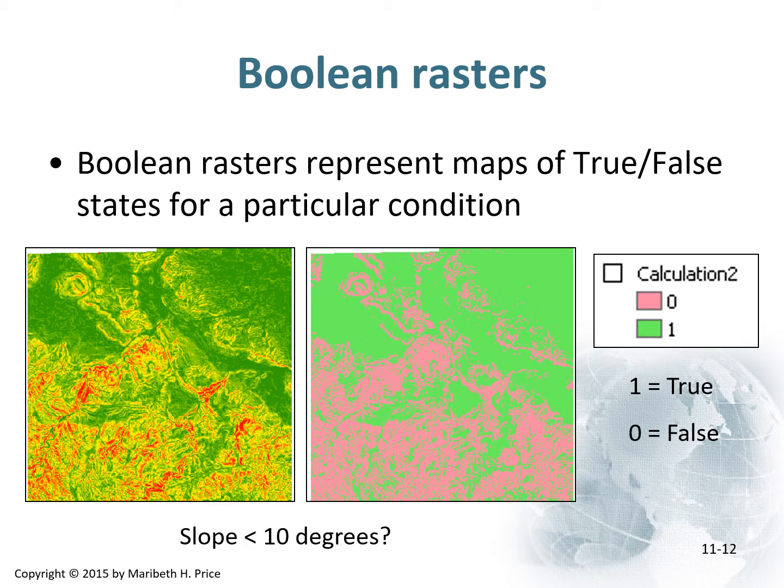Boolean rasters represent true-false statements. Slope greater than 10 degrees: you have a slope map on the left. On the right, all the areas that are greater than 10 degrees become green or a value of 1. All the others become a 0 or a pink color.